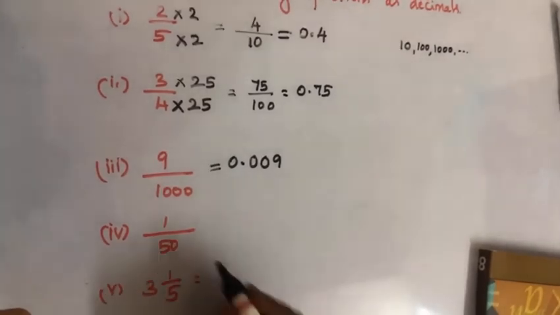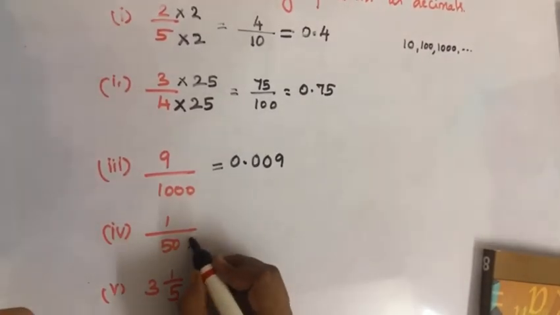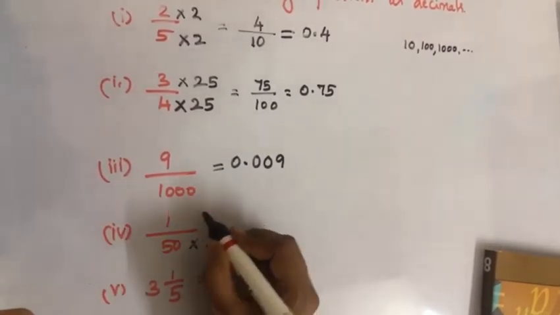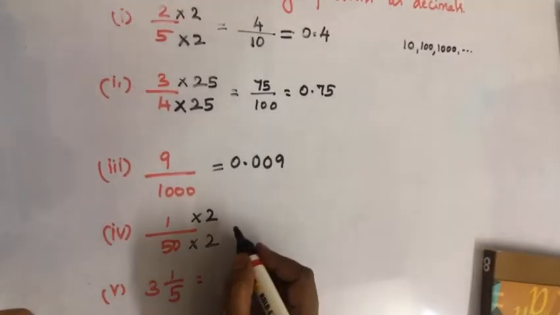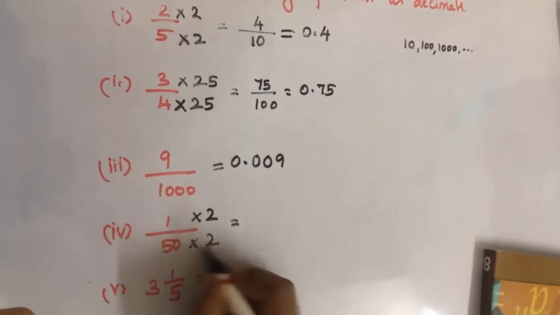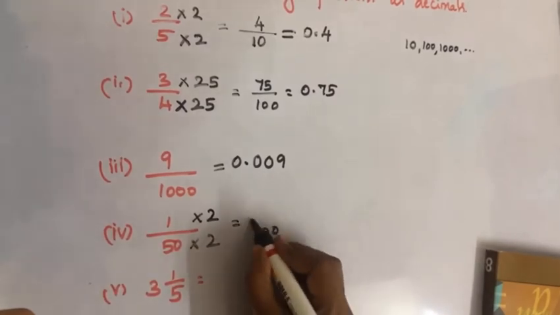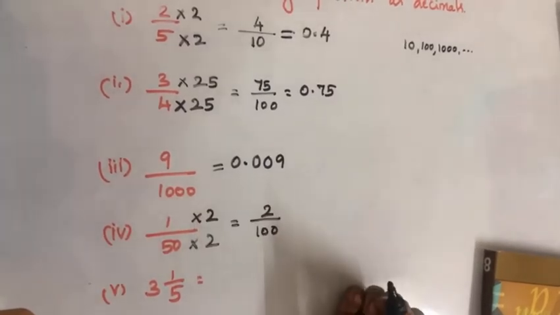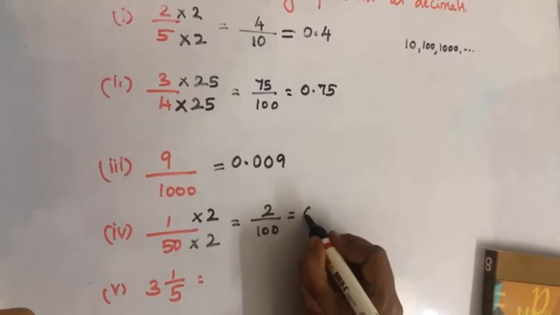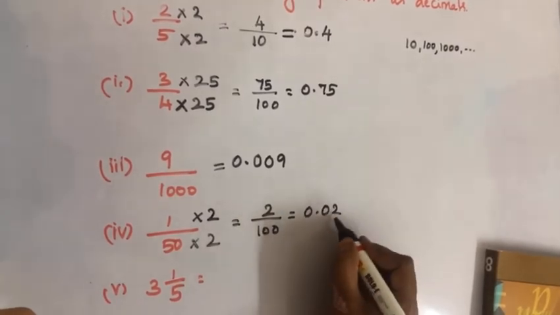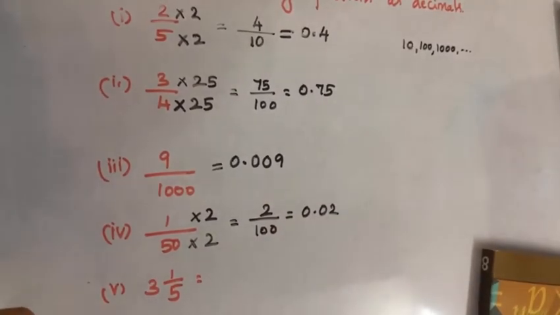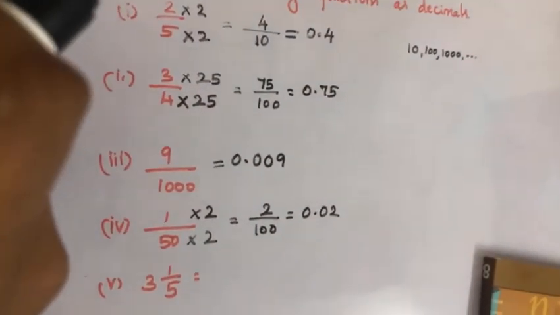Now it is 1 by 50 here. So we can convert it into 100 by multiplying it by 2. The numerator also by 2. So 50 2s are 100, 1 2 is 2. That is equal to 0.02. As 100 is there, 2 decimal places should be there.